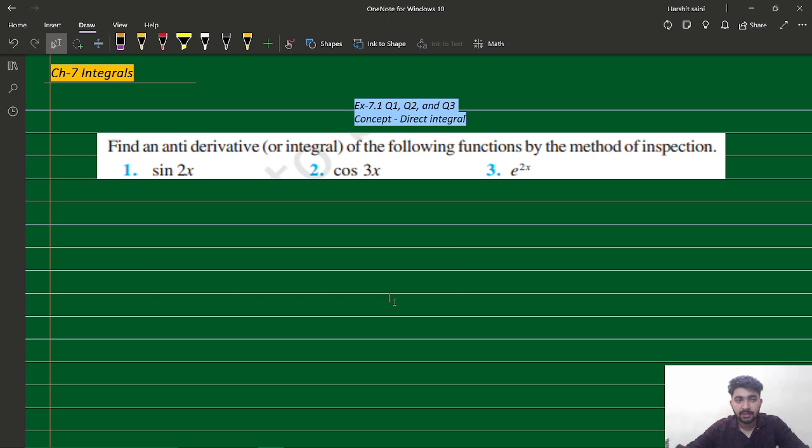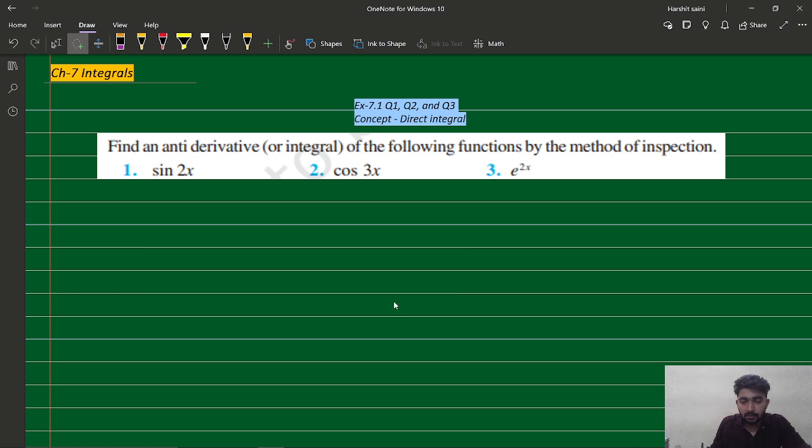In this video lecture, we will discuss chapter 7 Integrals, exercise 7.1, questions number 1, 2 and 3. Before that, I already discussed chapter 1 and chapter 5, that is relations and functions, and continuity and differentiability. Differentiability is going on side by side. Now from this video lecture onwards I'll start the integral chapter. Here we have questions 1, 2, 3. The concept is direct integral. So without further ado, let's get started.